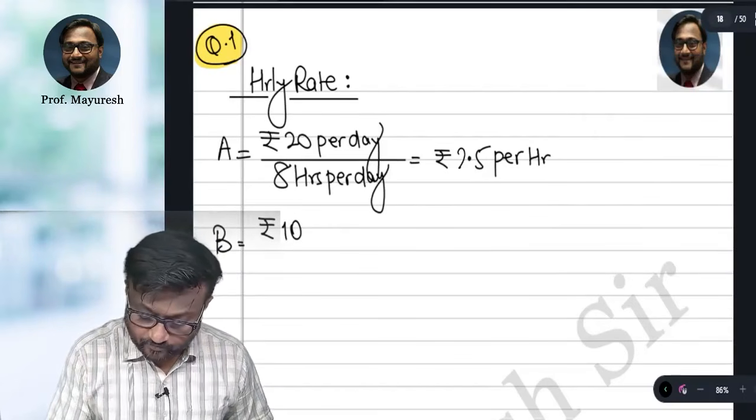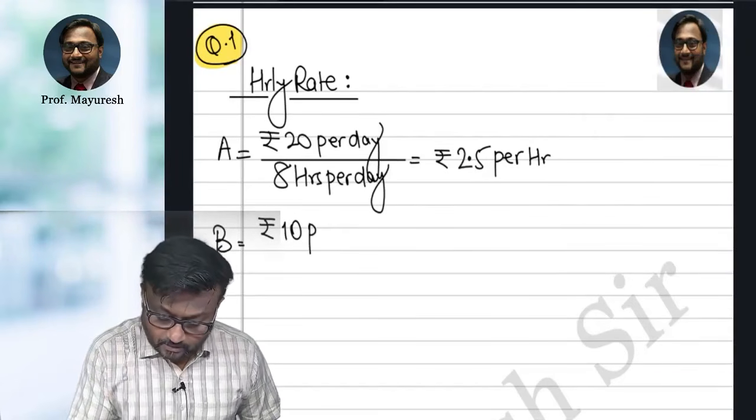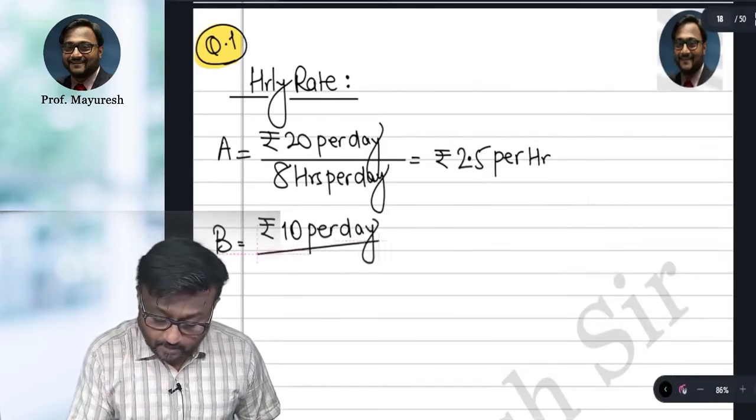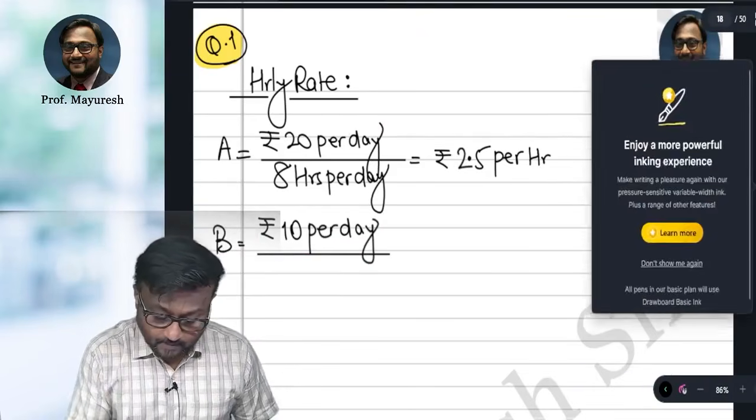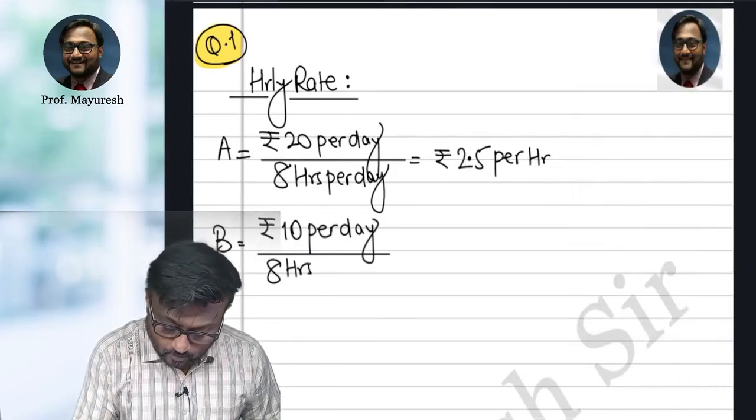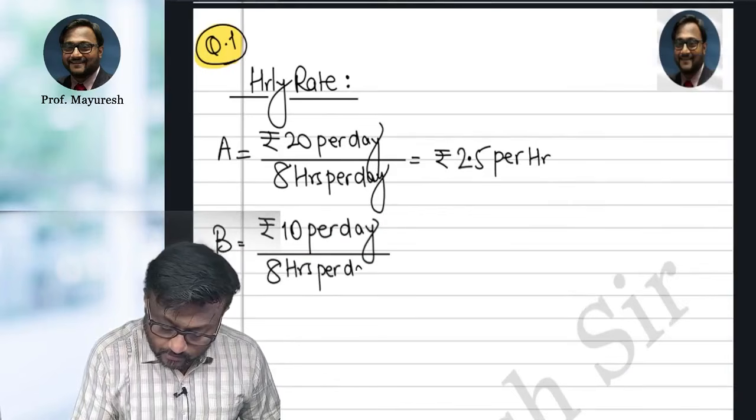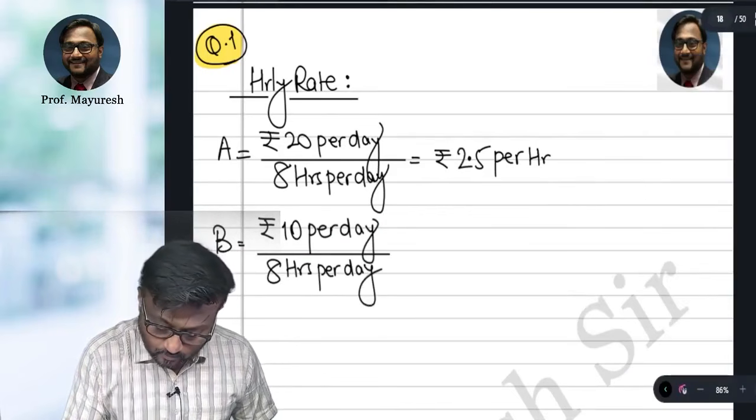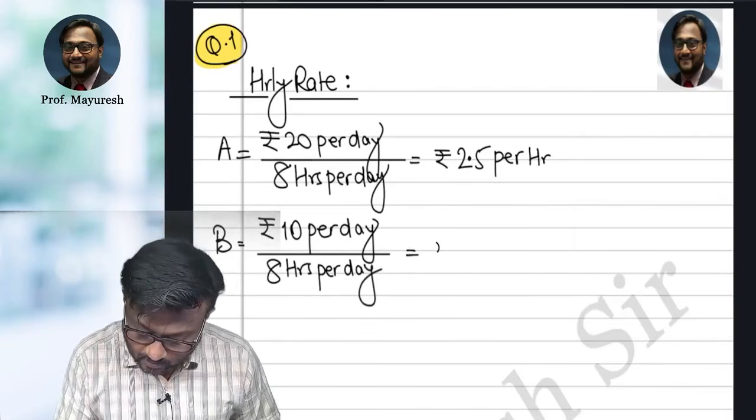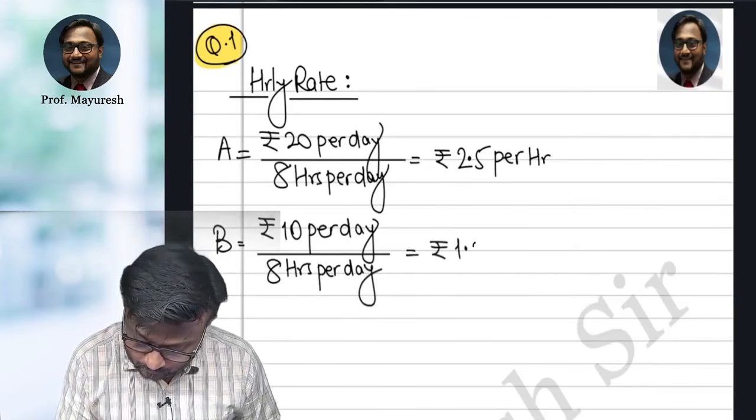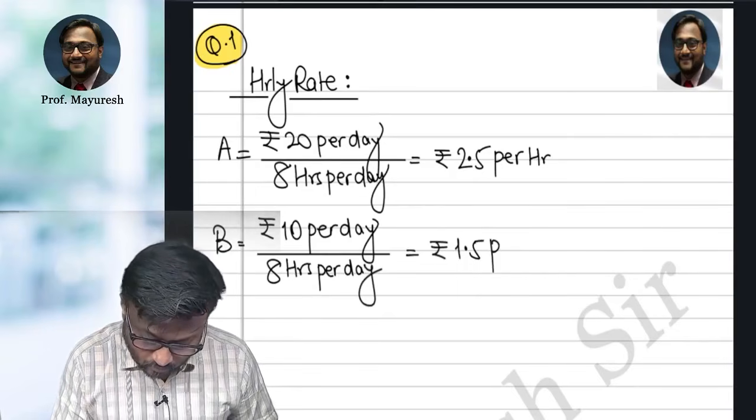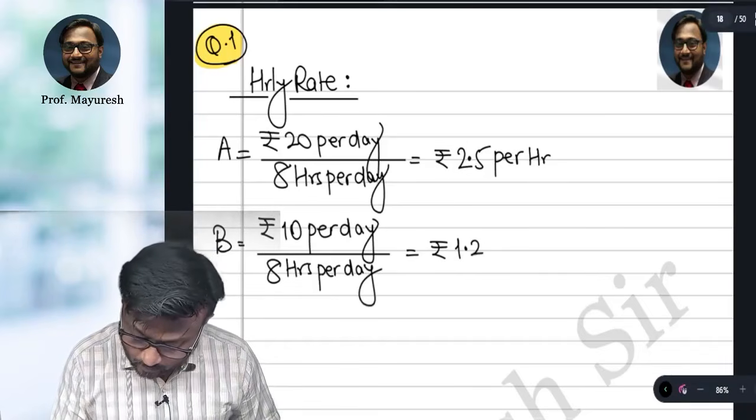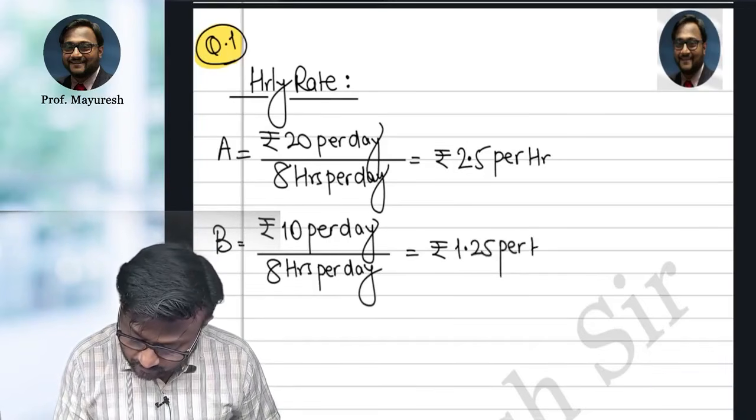It's 2.5 per hour. B is 10 per day. 10 per day divided by 8 hours per day. So that comes to 1.25, yes. 1.25 per hour.